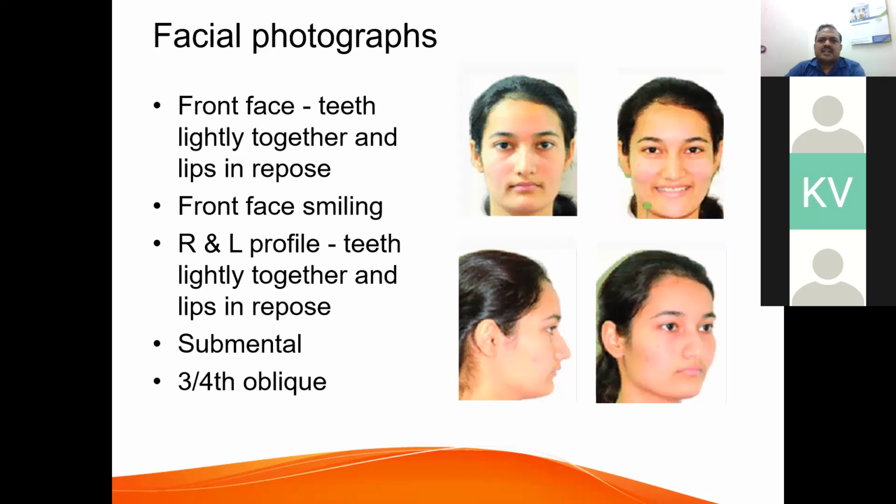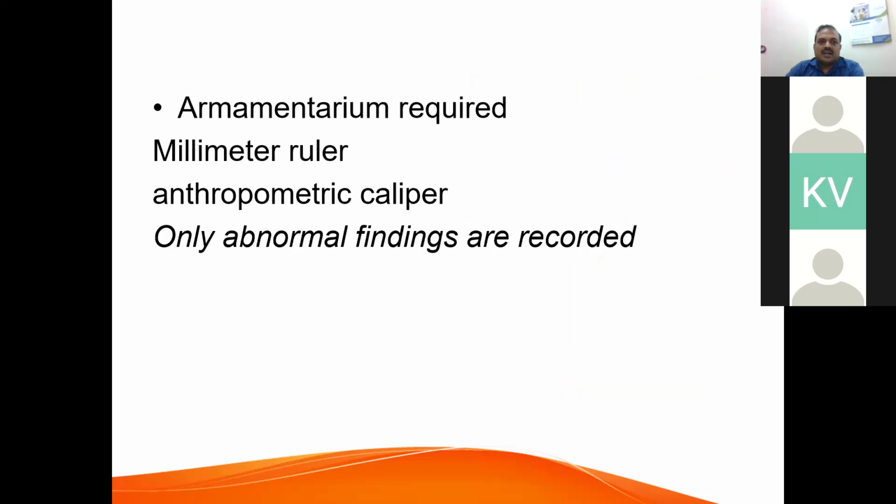The photographs have to be taken. The frontal view at rest with the lips in repose, and the frontal view with a smiling face, and the right and left profile photographs, and another photograph of a 3/4 oblique view and a submental view. In case of a mandibular asymmetry, the submental view has to be taken. So these are the basic photographs we have to take in the pre-surgical phase for orthognathic surgery patients, and measure the abnormal values using a millimeter ruler and the caliper.